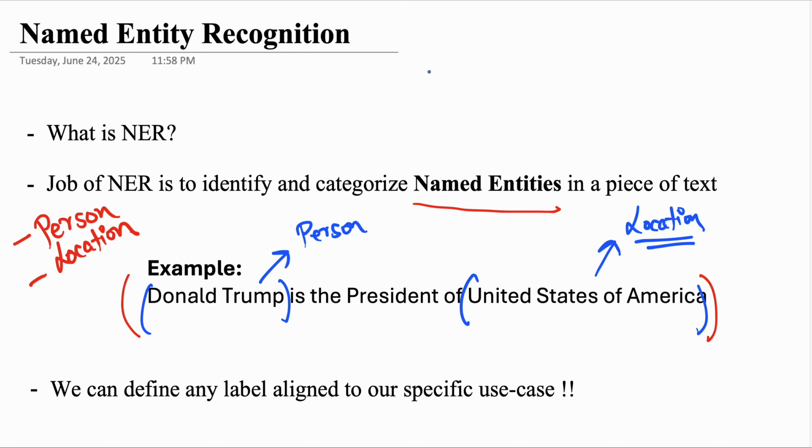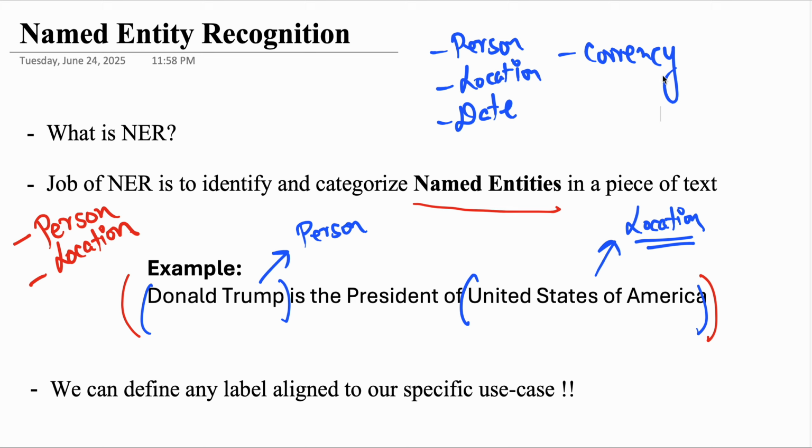In NER, you can define any labels you want, aligned to your specific use case. The very common labels are, as we have already discussed, person, location, date, currency, etc. We can define any label according to our specific use case, but generally the pre-trained models which are available in open source are trained using these labels and a lot more.